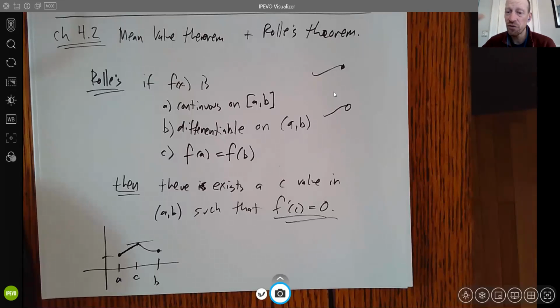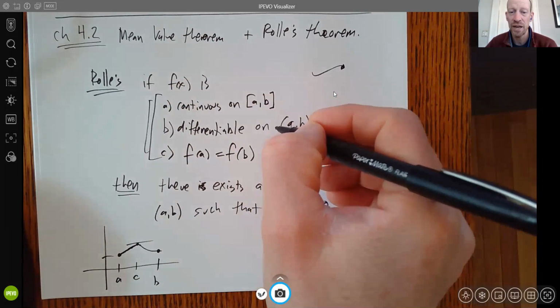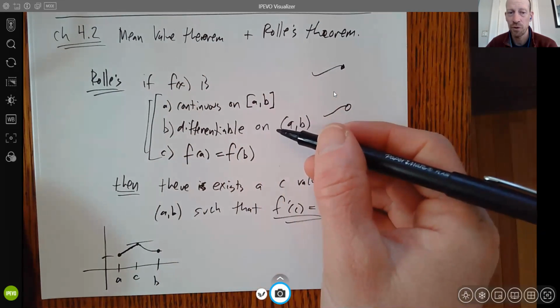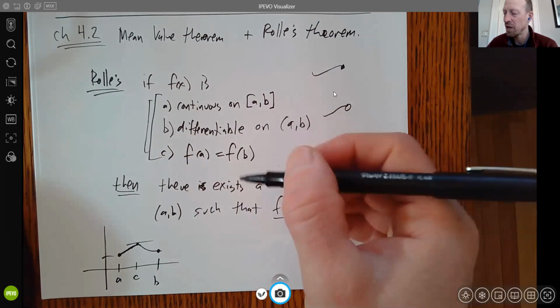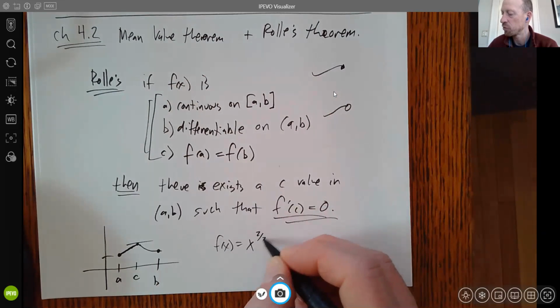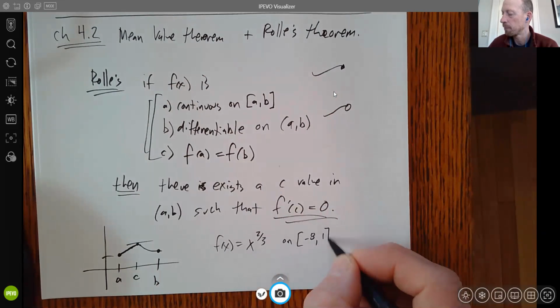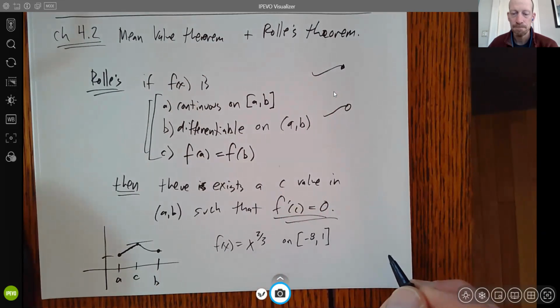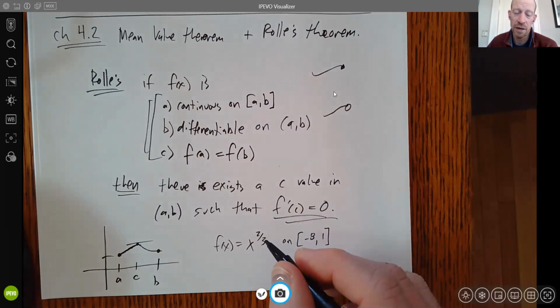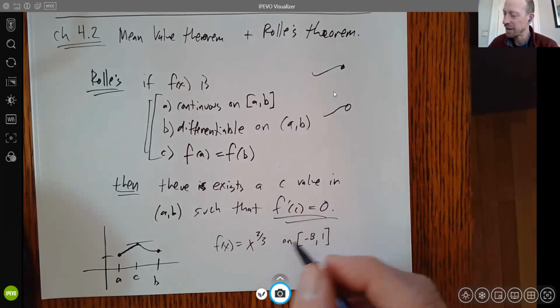So if you want to use Rolle's theorem, you've got to meet these 3 things. You've got to check them. And I will tell you that the one everybody messes up is differentiable. A classic example is x to the 2/3 on the interval -8 to 1. So a question might be, can you use Rolle's theorem? And a lot of people will say, okay, well, is the function continuous? Sure, the function's defined. You can take the cube root and square it of any number. So the function's defined everywhere.